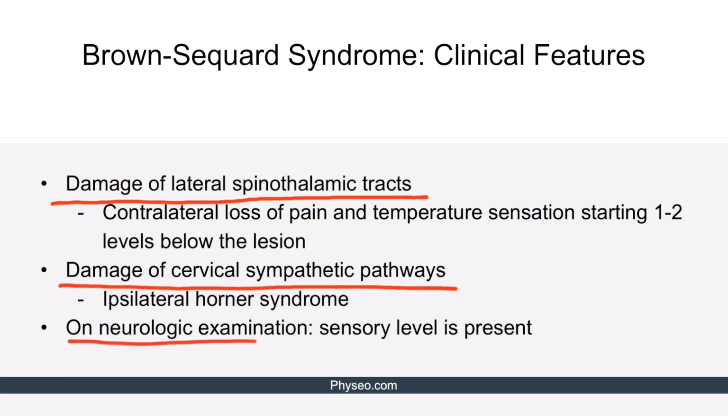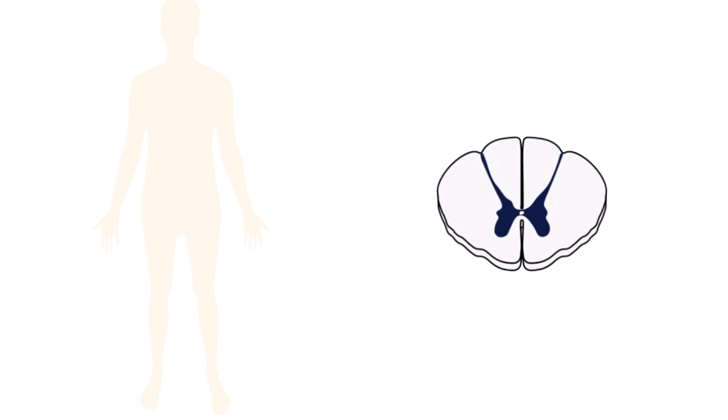On neurologic exam, sensory level can be detected. But what is the sensory level? Recall that sensory level is the lowest level detected on physical exam with normal pinprick and light touch sensation. The sensation is absent or diminished below the sensory level. Let's take a look at this cross-section of spinal cord.